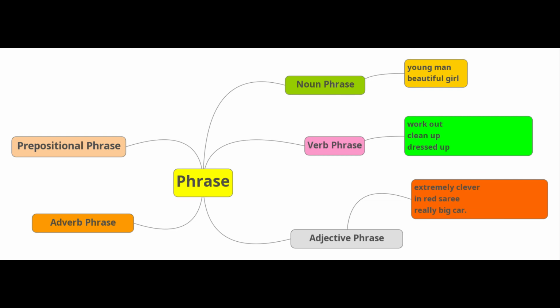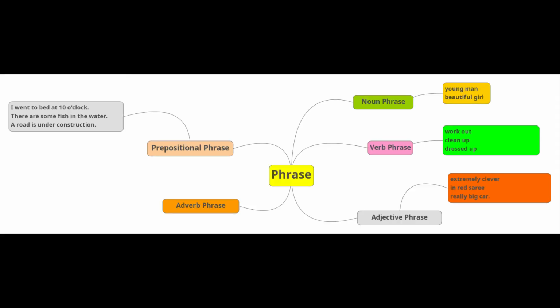Now I will move to prepositional phrases. Here are some examples. I went to bed at 10 o'clock. There are some fish in the water. A road is under construction. Try to find the prepositional phrase. At 10 o'clock, in the water, and under construction are prepositional phrases. Now you can understand the use of phrases. Generally, a prepositional phrase will begin with a preposition and end with a noun, pronoun, etc.